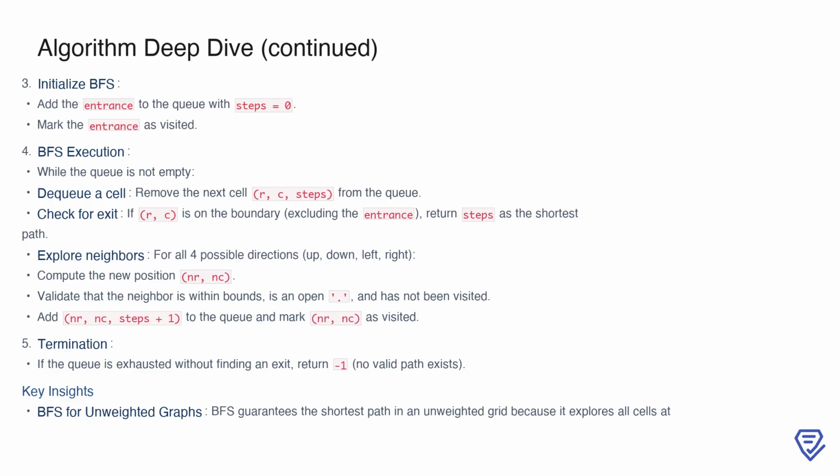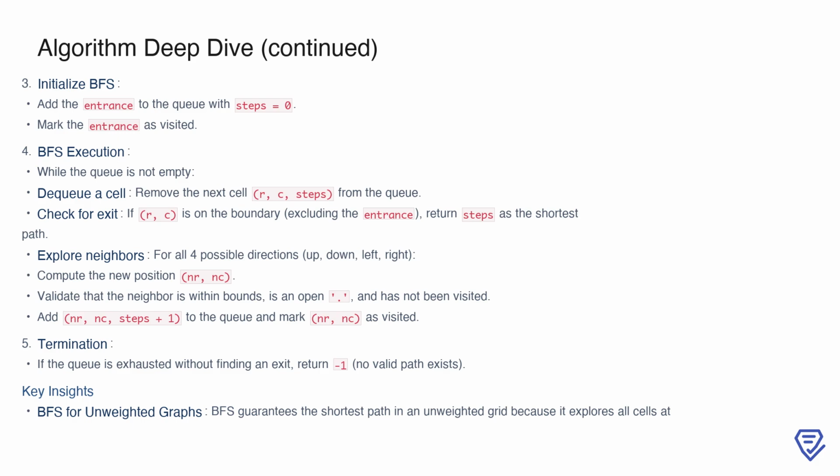The BFS algorithm then operates iteratively while the queue is not empty. In each iteration, we dequeue the next cell, which contains the current row, column, and the number of steps taken to reach it. If the current cell is on the boundary and is not the entrance, we immediately return the step count as the shortest path. Otherwise, we generate all possible neighboring cells by exploring the 4 directions: up, down, left, and right. For each neighbor, we check if it is within the bounds of the maze, represents an open path, and has not been visited yet. If all these conditions are met, we enqueue the neighbor with an incremented step count and mark it as visited.